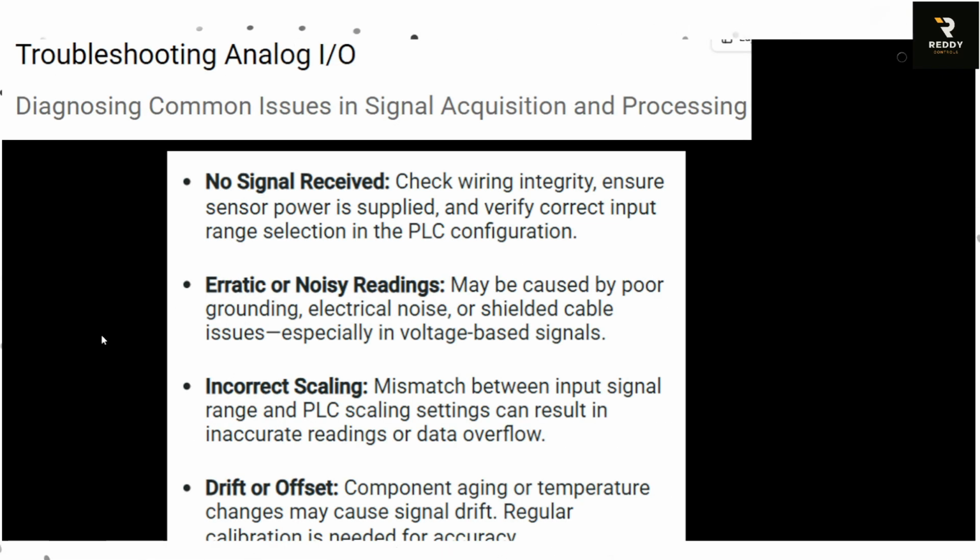Troubleshooting analog input output. If you're not receiving any signal, just check the fundamentals: ensure the sensor has power, ensure the correct range is selected, and ensure the PLC configuration is correct. If you're seeing noisy readings, it could be a grounding issue or a lack of shielded cables, especially in voltage based signals. Make sure it's grounded only on one side to avoid ground loops. Incorrect scaling, a mismatch between the input signal and PLC, can result in a data overflow issue. Drift or offset: sometimes component aging or temperature changes may cause drift. Regular calibration is needed for accuracy.